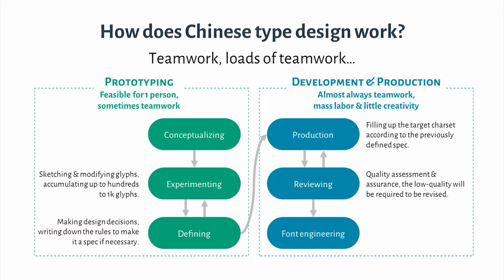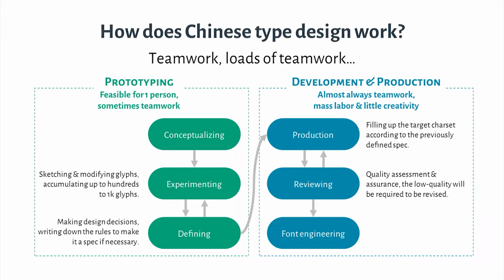So how do we design CJK typefaces? Here is a rough conceptual model based on interviews with Chinese type designers. To resolve the complexity, you need teamwork, loads of teamwork. Before you want to make your font a product, you can get everything done all by yourself. This is the phase of prototyping. You have an idea, you try it out, sketching whatever characters you like, and as your work accumulates, you will go back to fix some of the designs, making real design decisions, and keep this experimenting and defining cycle before you think it's to your limit.